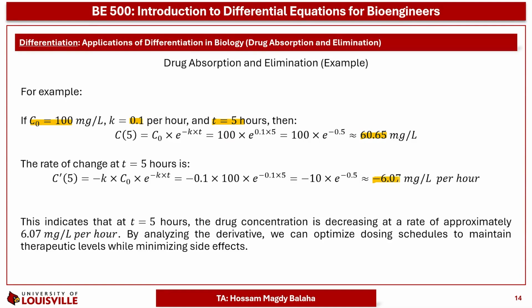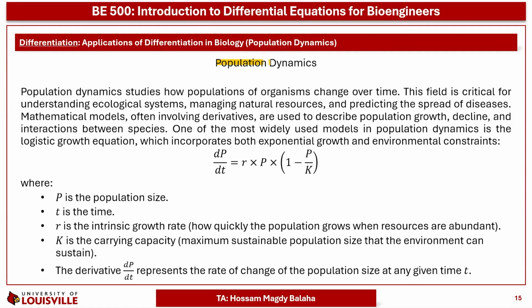And this means at that time, which is 5 hours, the drug concentration is decreasing at a rate of approximately 6 per hour. So if you need the drug in the bloodstream to remain at a specific constant value, you can use that formula or that model to optimize the dosing schedules so you can minimize any side effects or maintain the effect of the drug in the bloodstream, especially if you are doing surgery and so on. The third example is population dynamics.